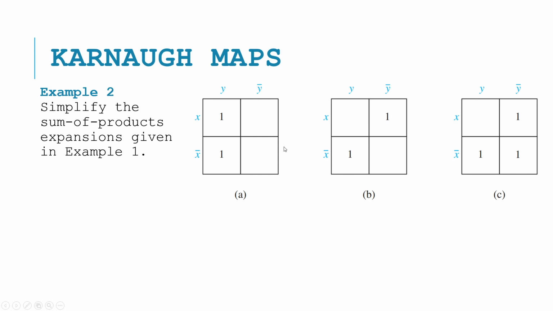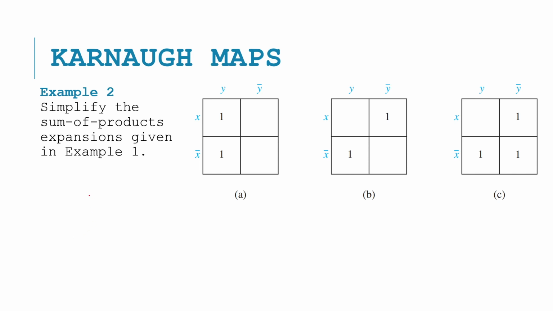Now, we want to simplify the sum of products expansions given in example 1. These were our answers in example 1, right? For us to use a K-map to minimize our circuit, the first thing that we have to do is group our ones together in such a way that you would only have 2, 4, 8, or 16 ones.